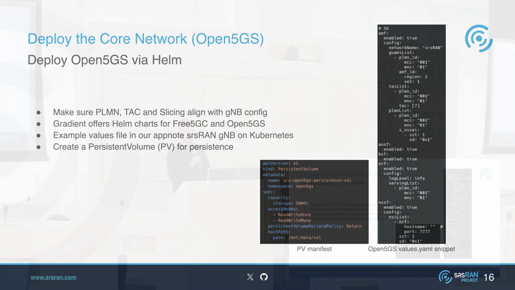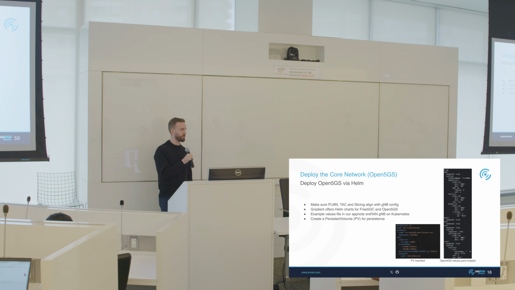On the right here, you can see a snippet out of the Open5GS values YAML. It's not complete, but it includes most of the parts. And for Open5GS, you also have to create a persistent volume. The Kubernetes gurus among you have maybe spotted the hostPath. I know it's not the best way, but it's a convenient way to deploy it in a single node cluster.